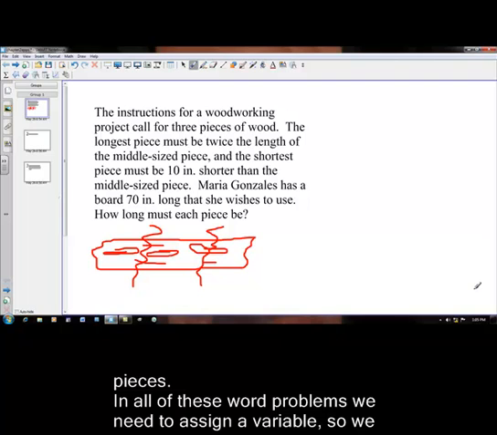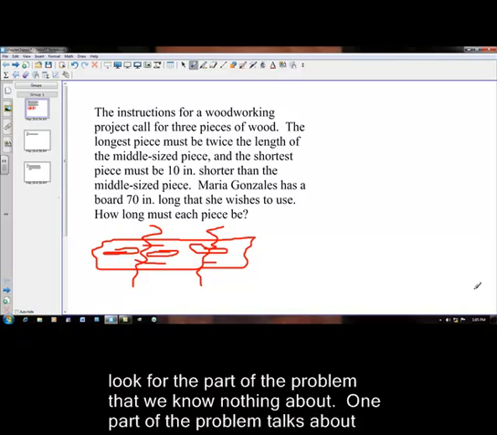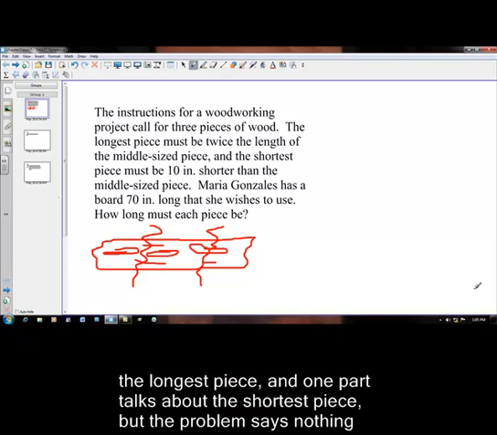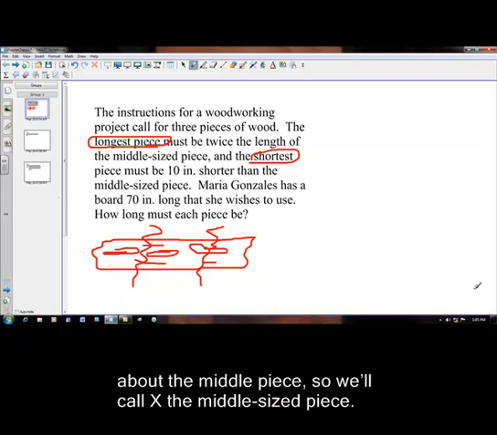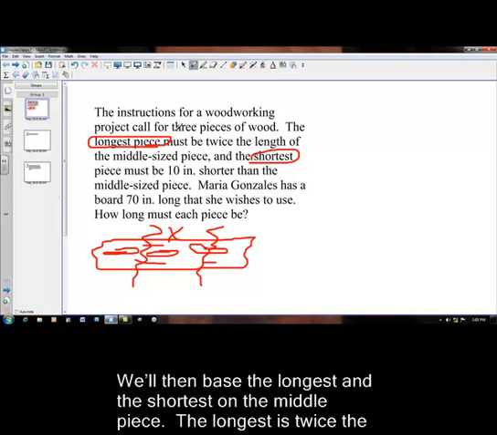In all of these word problems, we need to assign a variable. So we look for the part of the problem that we know nothing about. One part of the problem talks about the longest piece, and one part talks about the shortest piece. But the problem says nothing about the middle piece. So we'll call x the middle-sized piece. We'll then base the longest and shortest on the middle piece.